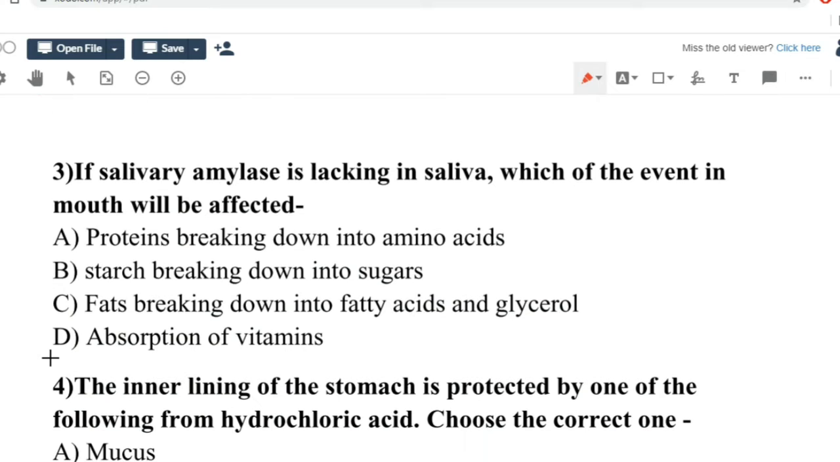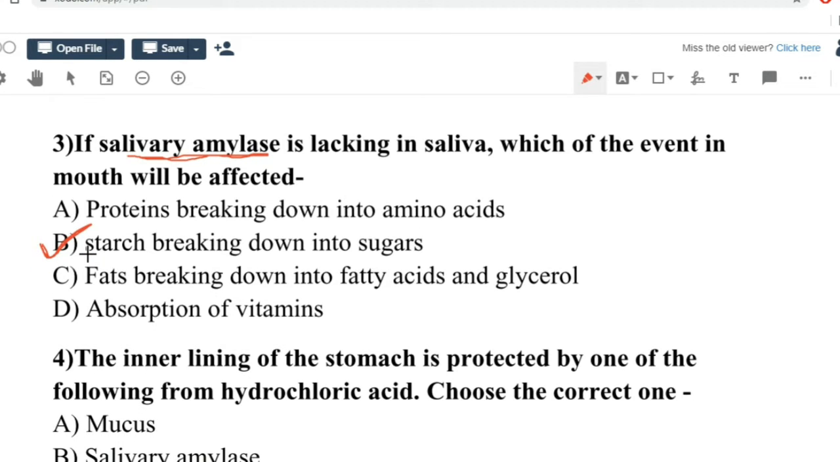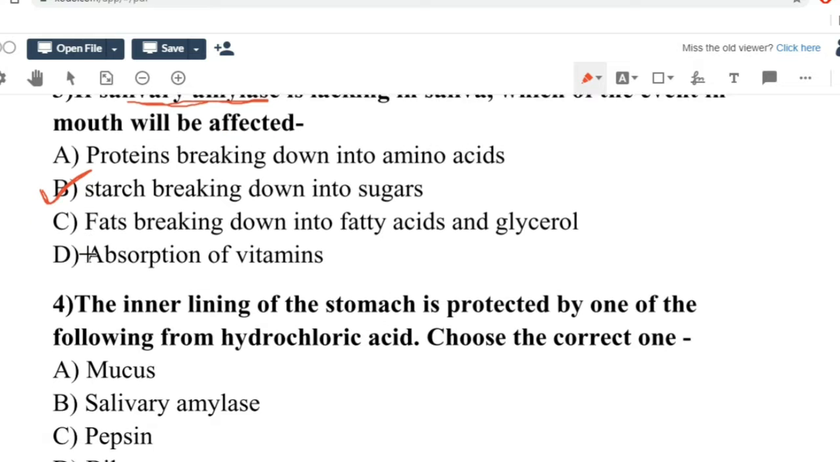So question number 3. If salivary amylase is lacking in saliva, which of the events in the mouth will be affected? So now we all know that salivary amylase, which is present in saliva, helps in the breakdown of starch. So option B is the correct option.